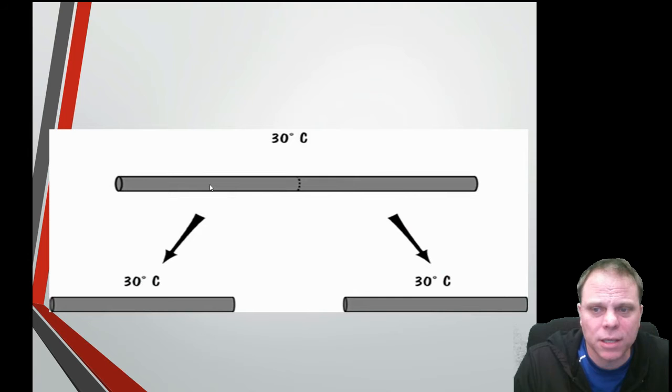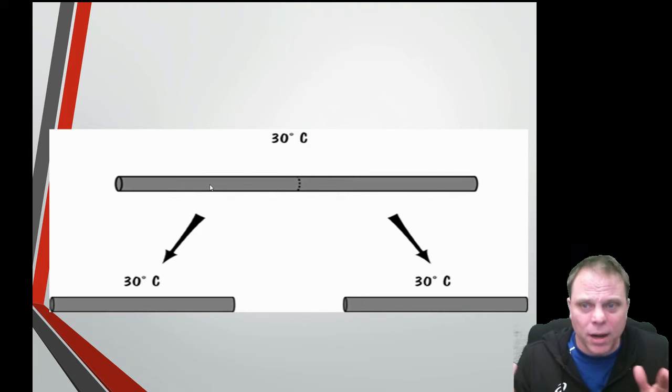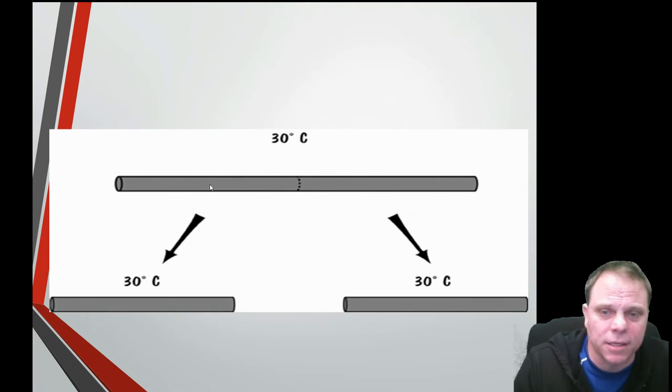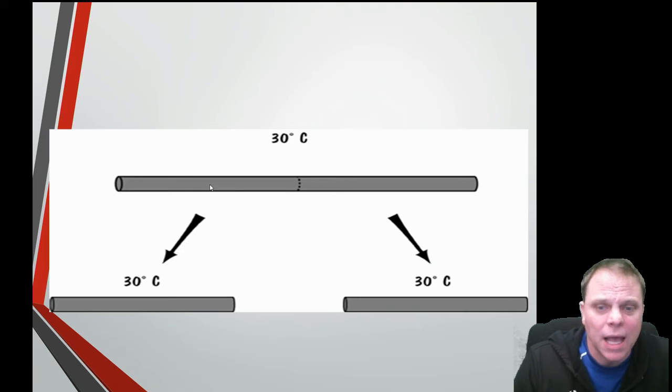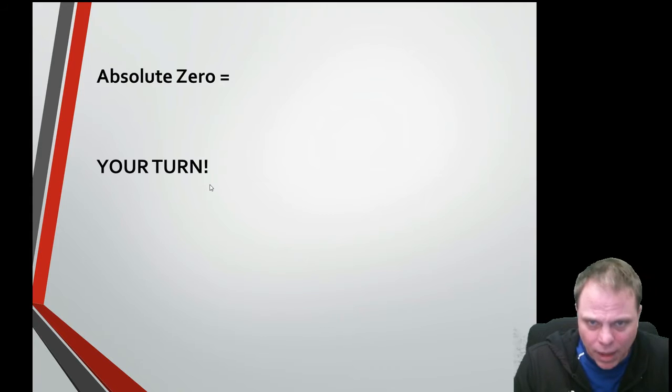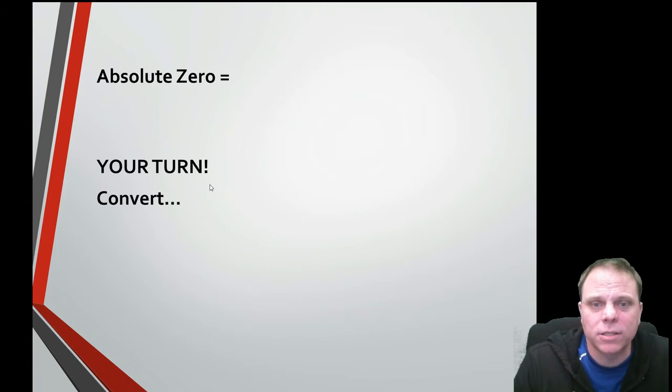So look at these two pieces of metal that are separated out, right? If we look at 30 degrees Celsius for that whole piece of metal, well, each of those by itself is also 30 degrees Celsius, right? So they have the same average kinetic energy. And that's the way we want to think about that. It's an average.